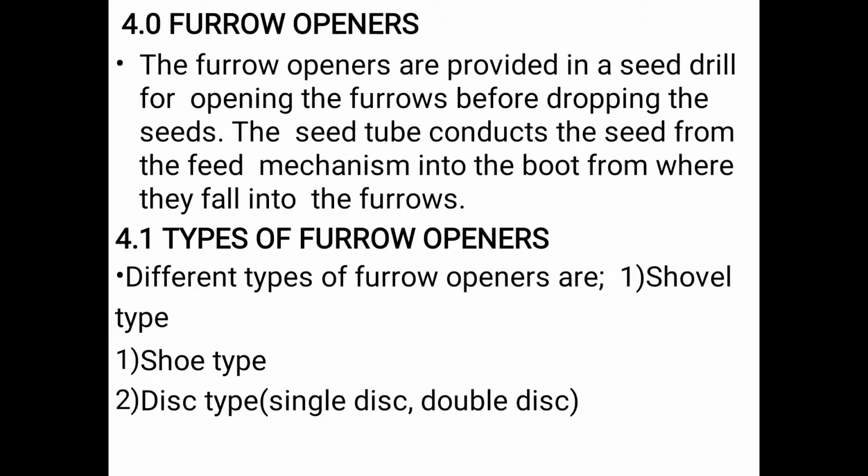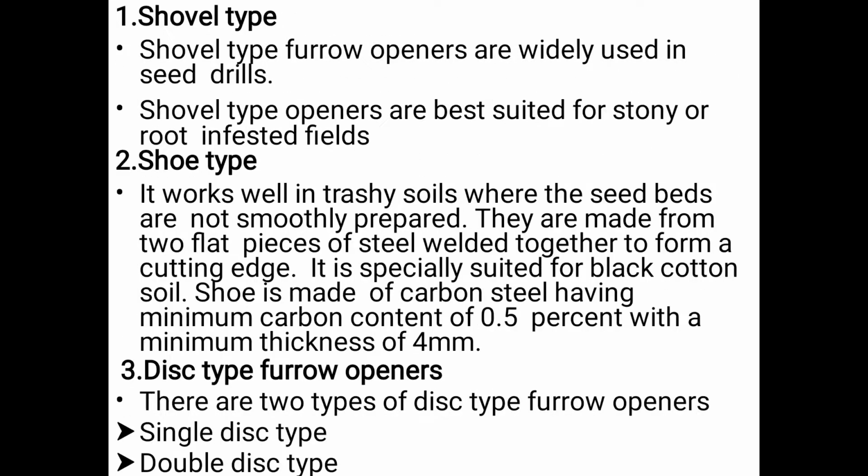Furrow openers. Furrow openers are provided in a seed drill for opening the furrow before dropping the seeds. The seed tube conducts the seed from the feed mechanism into the boot, from where they fall into furrows. Types of furrow opener. Different types of furrow opener: number first, shovel type; second, shoe type; third, disc type. Disc type is again classified into two types, that is single disc type and double disc type.